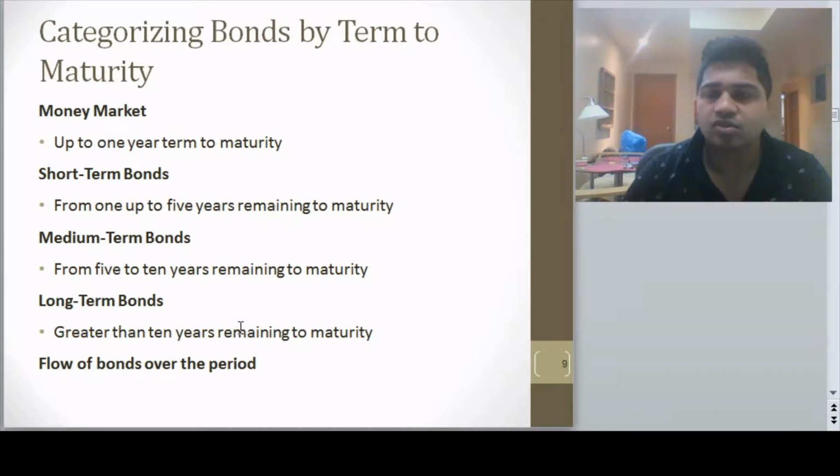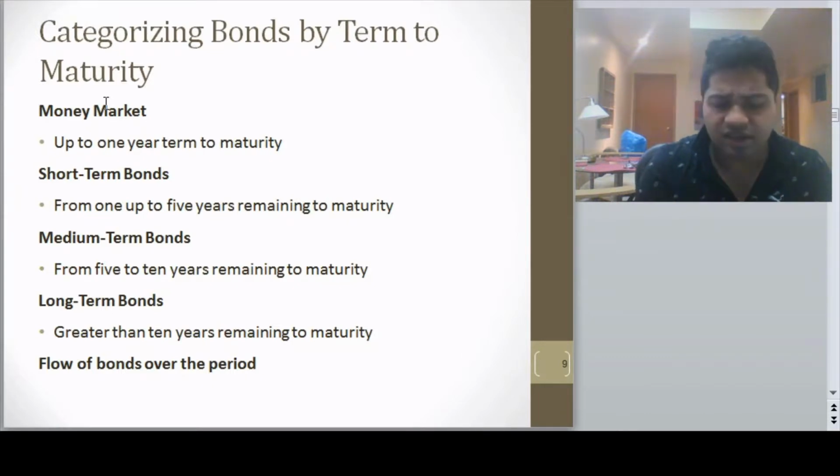Characterizing bonds by term. Bonds can be money market, up to 1 year in terms of maturity; short-term bonds, 1 to 5 years; medium-term bonds, 5 to 10 years; and long-term bonds, greater than 10 years. Generally, bonds flow. What happens is there is a long-term bond, let's say a 30-year bond, then it goes through mid-term, then it goes to short-term, and finally it goes to money market.